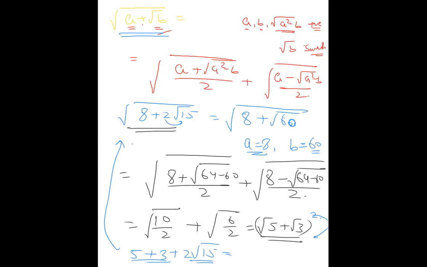Is it okay everyone? Sir, why did you take A as 8 and B as 60? See, A plus root B is given, right? A is a rational number, under root B is a surd. In this case 8 is a rational number, and under root 60 is a surd. So 8 represents A, and root B is represented by 60. So I can say the value of A is equal to 8 and the value of B is equal to 60. Is it okay? A should always be a rational number and root B should be a surd.